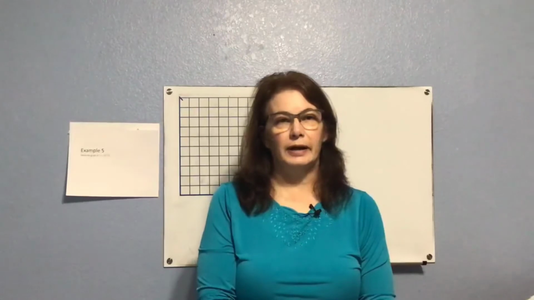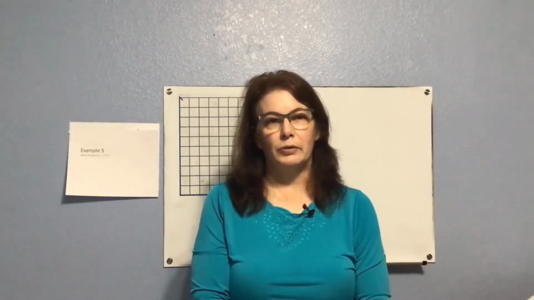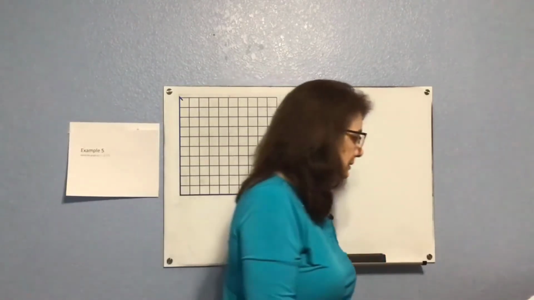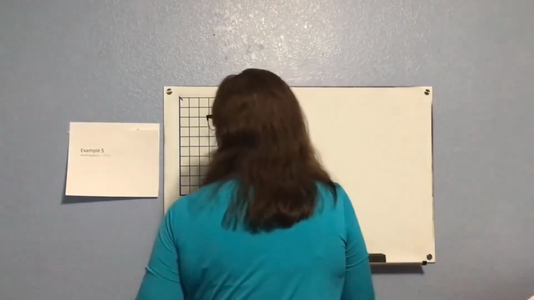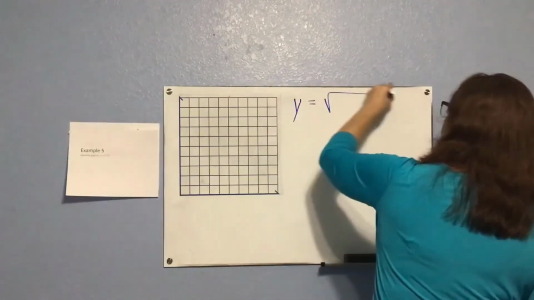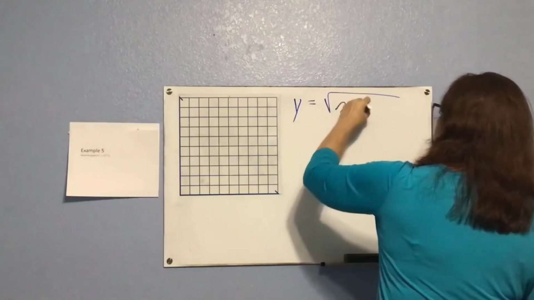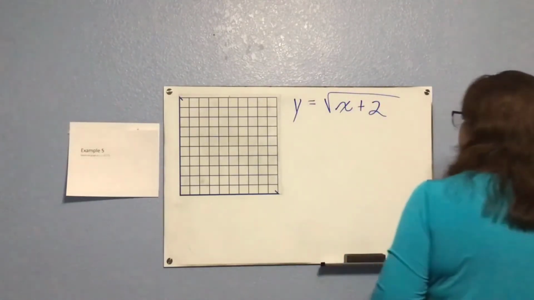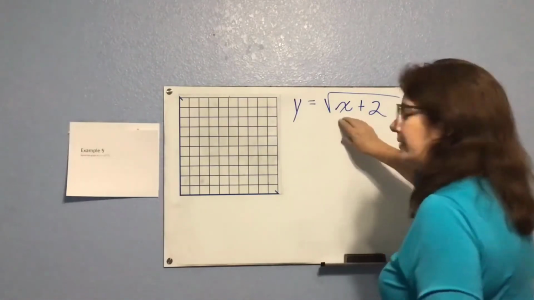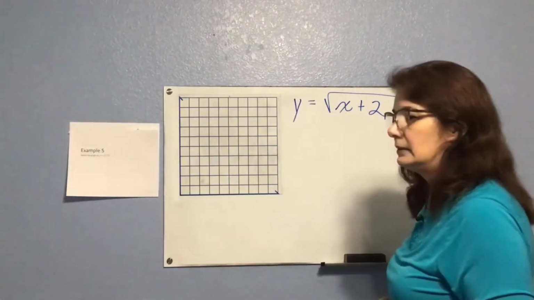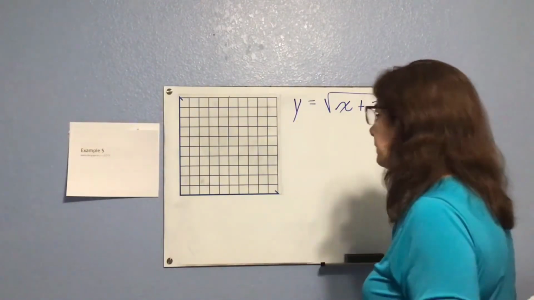Now we'll look at a different kind of function, a square root equation, and use the same method to construct its graph. So my equation is y equals square root of x plus 2. Now I want to pick some values for x that are going to give me nice whole numbers for y as much as possible.